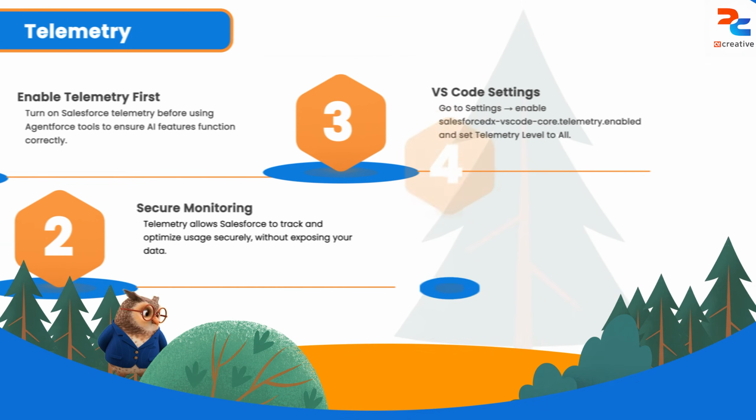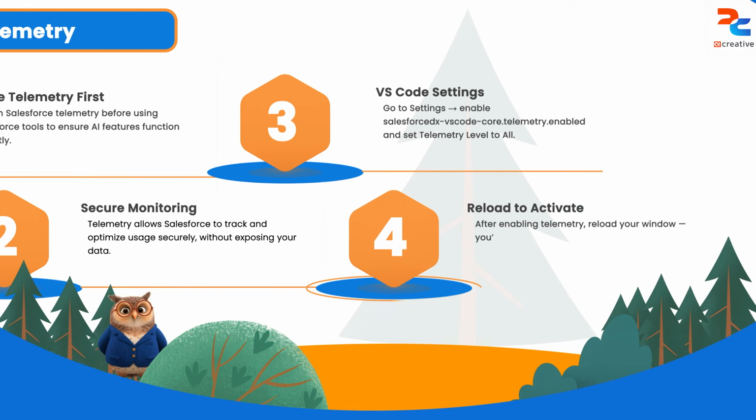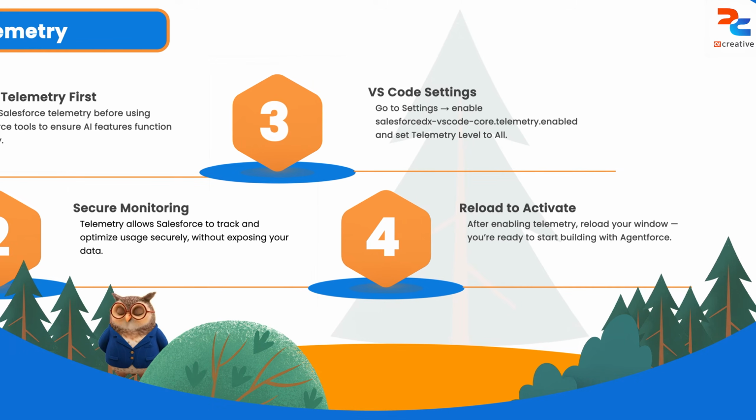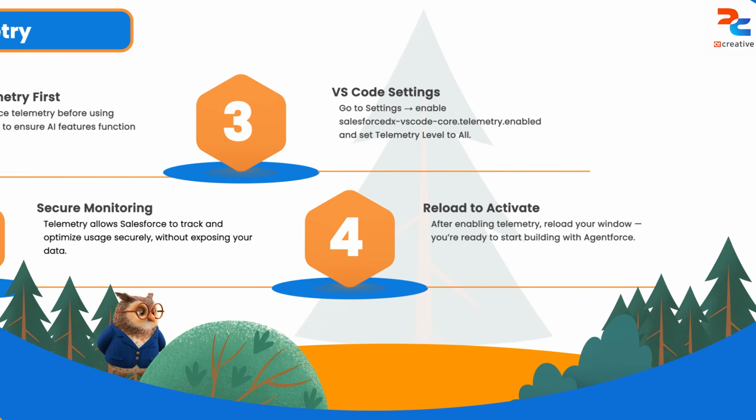To find your telemetry settings, press Command comma on Mac or Control comma on Windows and open your settings and paste the following command. And as you can see, I have already turned on my telemetry settings.